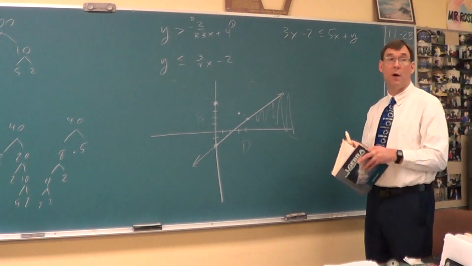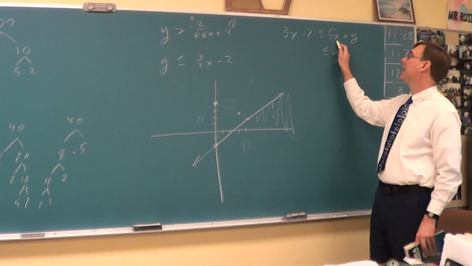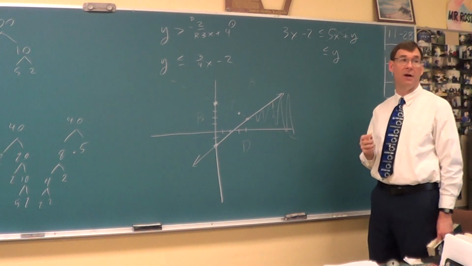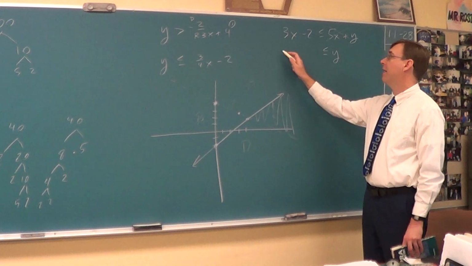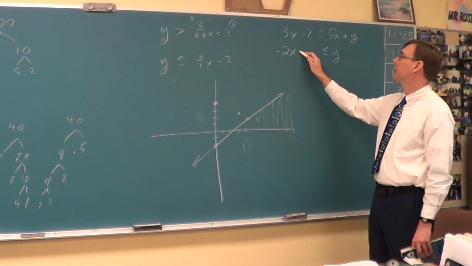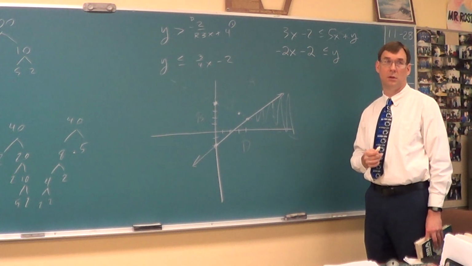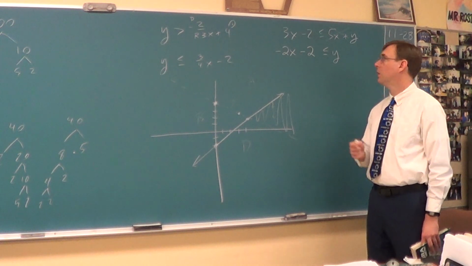For us to graph, we want the y alone. So for me to get this y alone, I've got to get rid of that adding 5x. So I'm going to subtract 5x. That would make us down to negative 2x minus 2. You okay with that? Yeah, whatever you're doing.